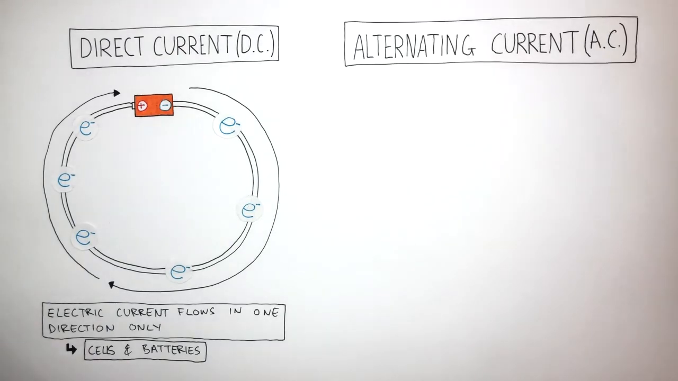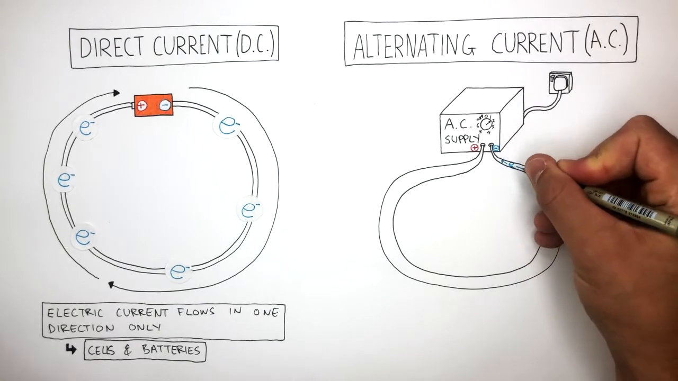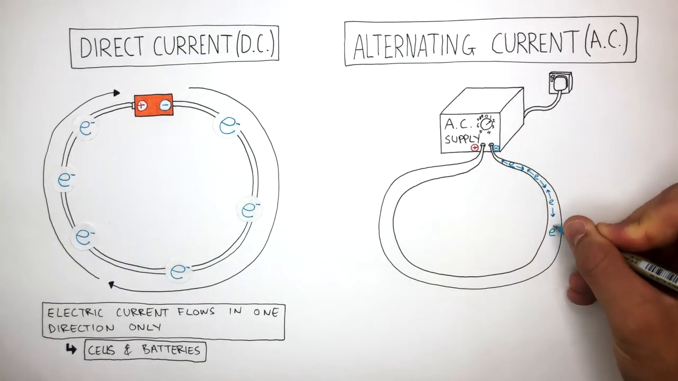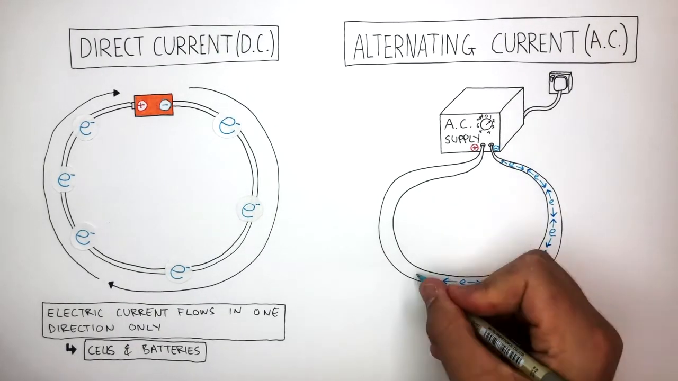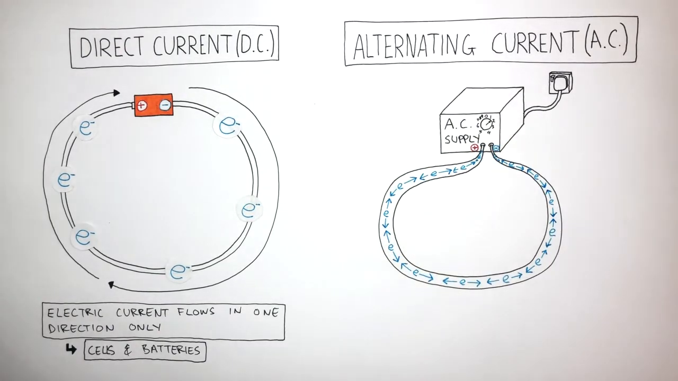To explain what an alternating current is, we have the same circuit, but instead of there being a cell, we have an AC power supply connected to the mains electricity using a wall socket. In an alternating current, the electrons move back and forth repeatedly, constantly changing direction, represented by the electrons with two arrows next to them in opposite directions.